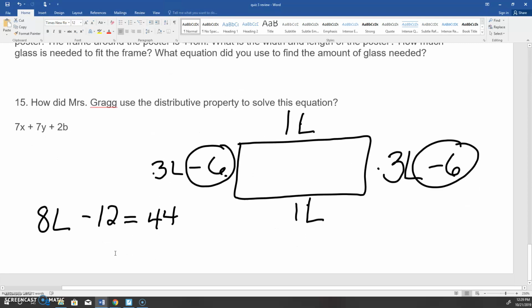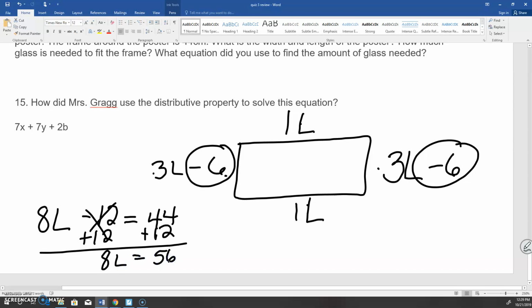How do I solve for 8L minus 12? Divide 12. I'm going to add 12. Add 12 to move it to the other side. So you're left with 8 times L equals 56. What number times L is 56? 7. And if you don't know your times tables, you could have divided by 8, and 56 divided by 8 is 7. Then you can go back and plug L in for 7.